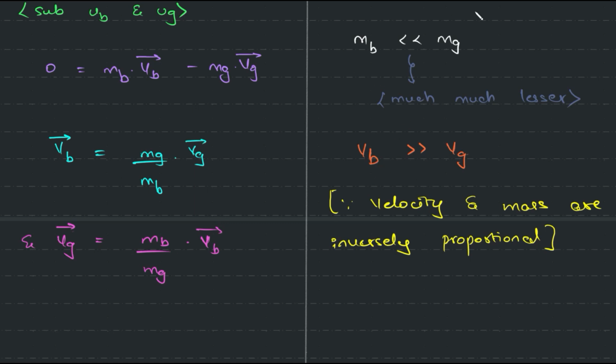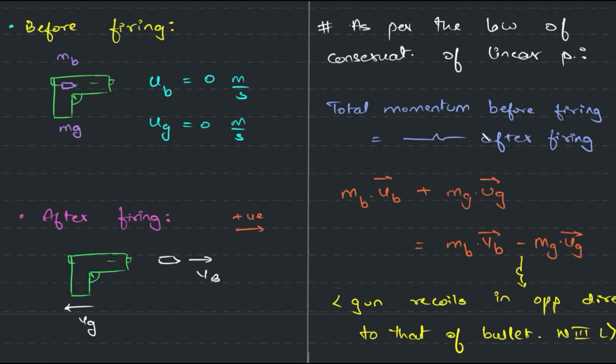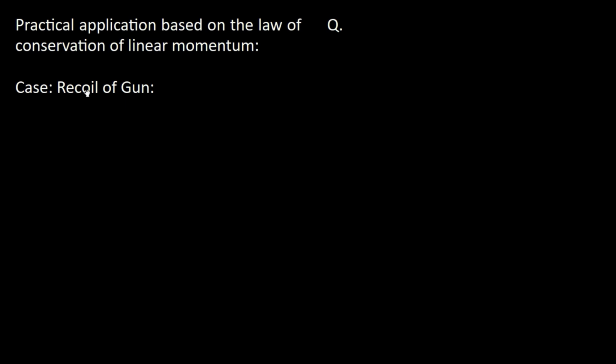But point is, here, it's common sense. Bullet goes faster than gun. There's a bit of pushback. If you guys didn't know that, you can watch the gun recoil video. Okay, recoil of a gun. You can watch that. You will understand it.